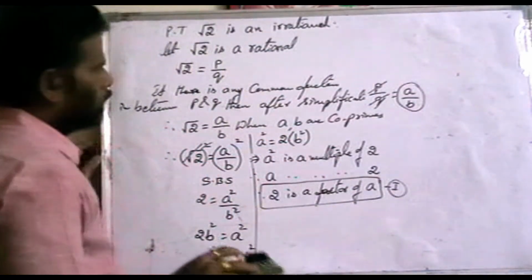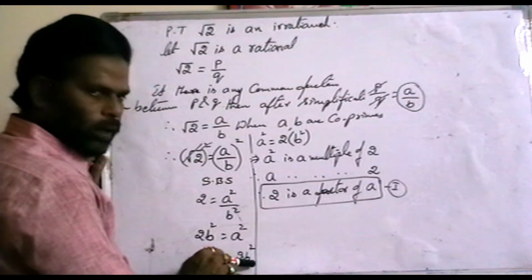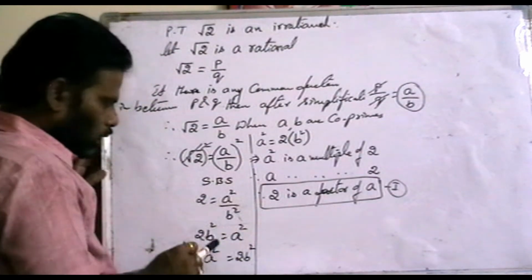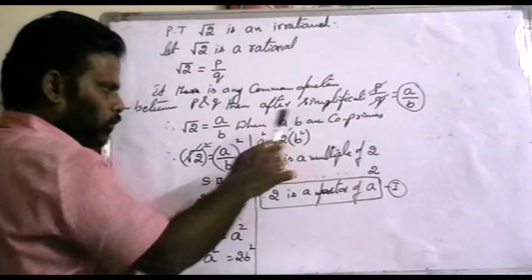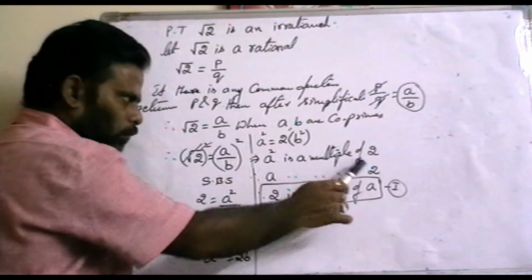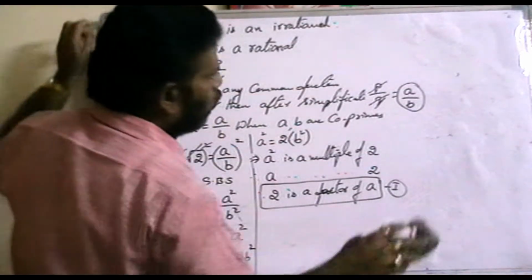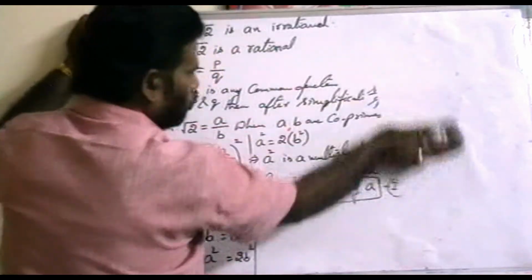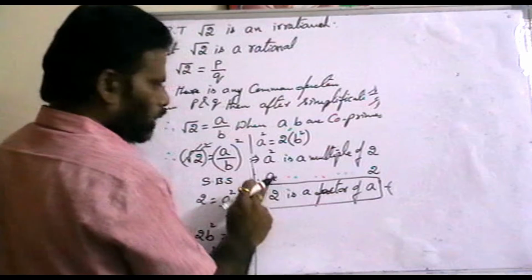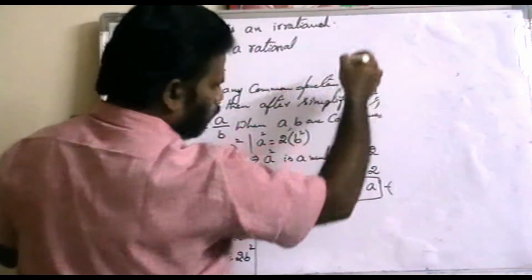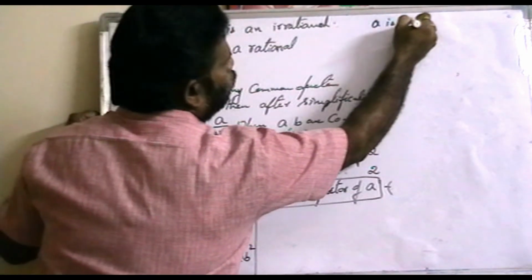Right? Now listen. Here a square is 2b square. So a square is a multiple of 2 because it is 2 into something. So a square is a multiple of 2, then a is a multiple of 2. If a is a multiple of 2, therefore 2 is a factor of a. That is equation number 1. Okay, now the second part. Listen carefully. Here a is a multiple of 2, no?